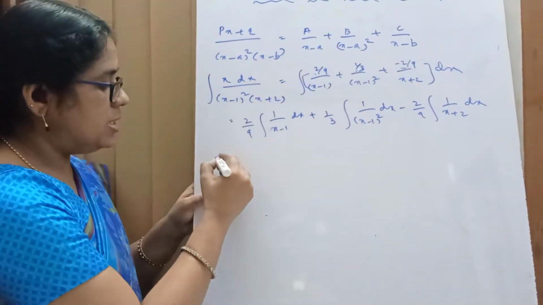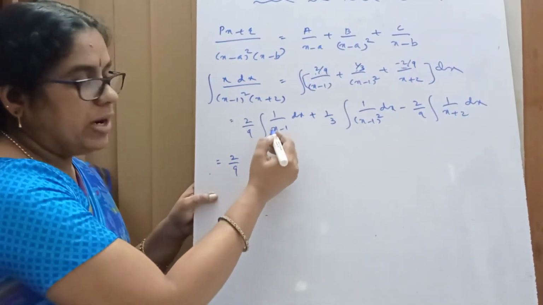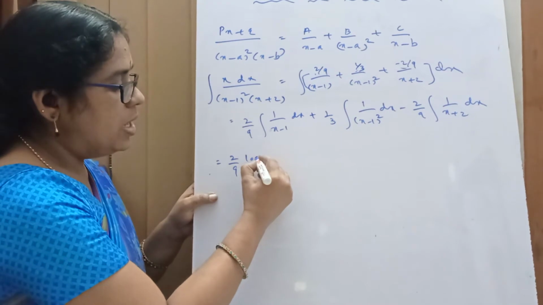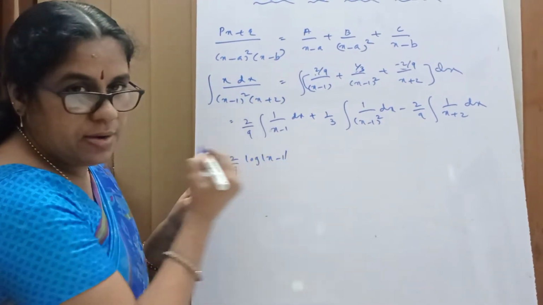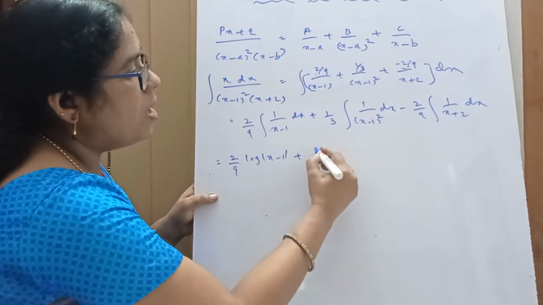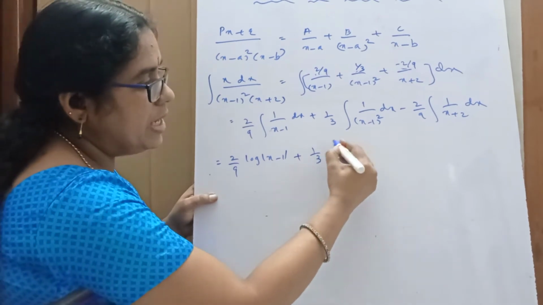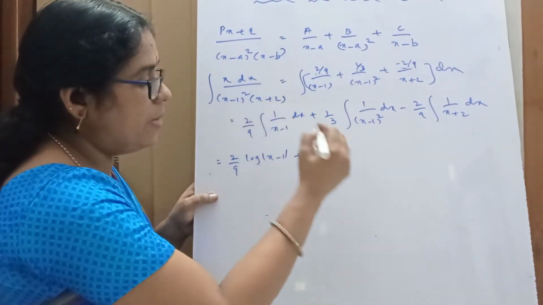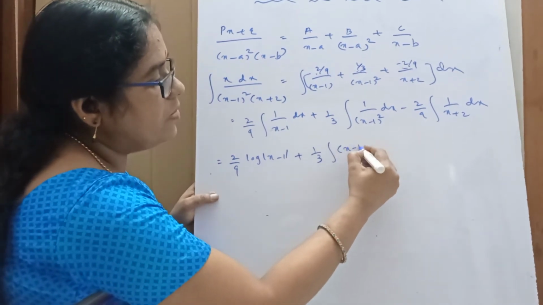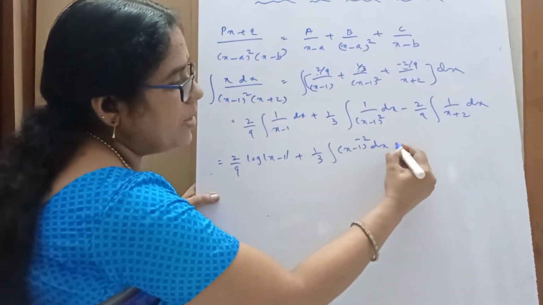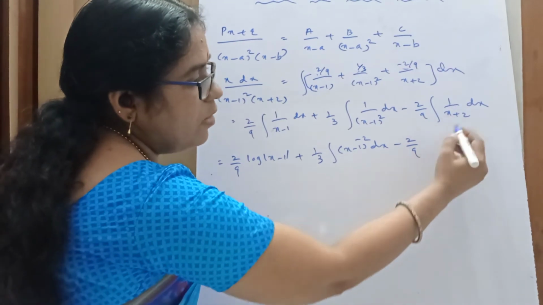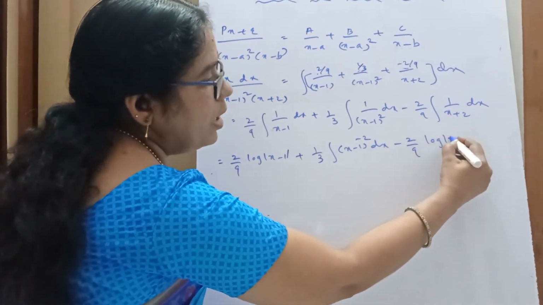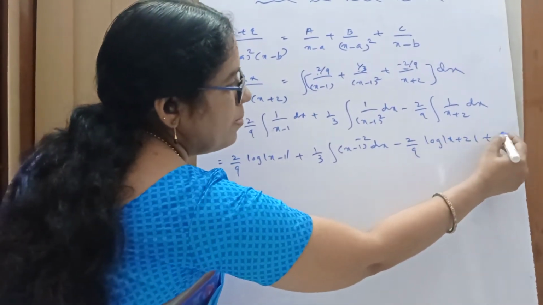Okay, that is 2 by 9 into, what is integral 1 by x minus 1? Log mod x minus 1. Plus 1 by 3 into integral. Here we can write it as x minus 1 raised to minus 2, integral of (x minus 1) raised to minus 2 dx. Minus 2 by 9, what is integral 1 by x plus 2? Log mod x plus 2, plus c.